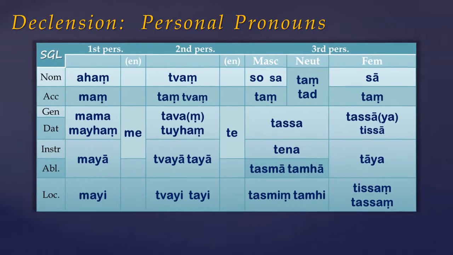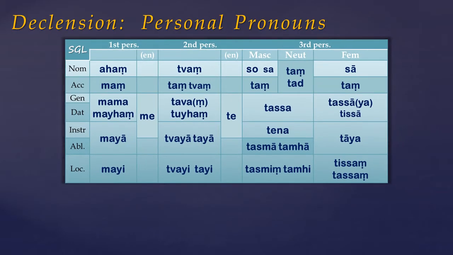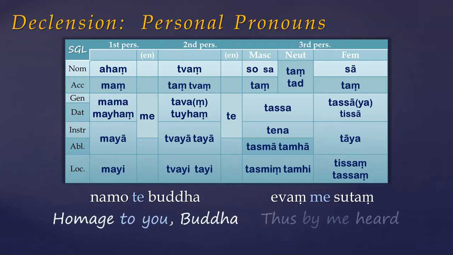Now, in Pali, the concept of clitics is very loose. Here, me and te are enclitic pronouns. Being enclitic means that they can't come first in a sentence or clause, but they can follow just about any Pali word, and though occasionally joined to their preceding host, they equally can stand as a discrete word themselves. Homage to you. Heard by me.